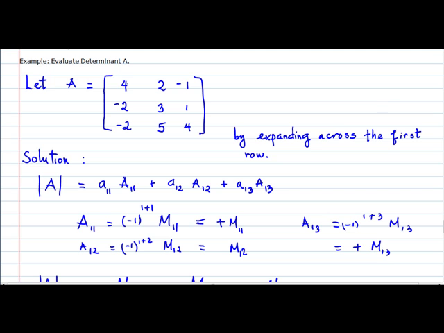So here is our first row. So the entry here is first row, first column, times the cofactor of that. Then this is first row, second column, times a cofactor, and then we add the entry of first row and third column and multiply its cofactor.